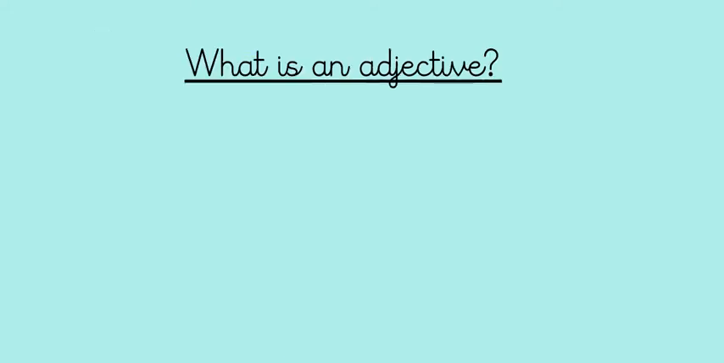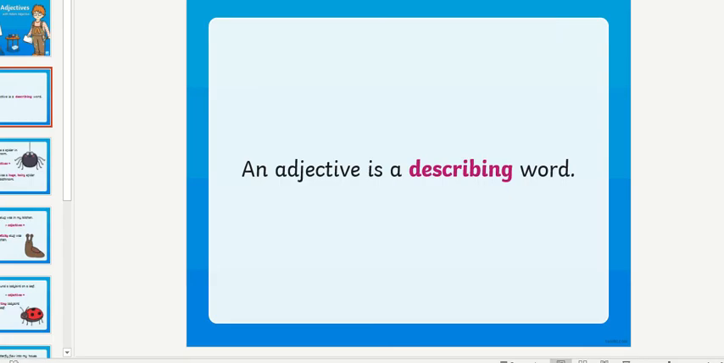Okay children, so I would like you to have a think about what an adjective is. What is an adjective? If you think you might know, why don't you pause the video here and just see if you can remember what an adjective is. If not, keep watching and we'll have a look together. Okay children, so an adjective is a describing word. It helps us to give a bit more information to the reader so that the reader can really imagine what you are talking about in their mind. So it makes our writing more exciting when we use adjectives. Shall we have a look at some examples?